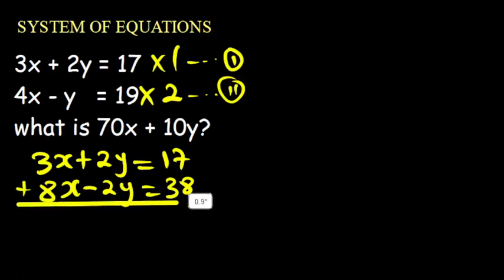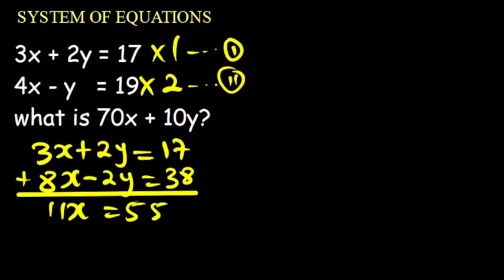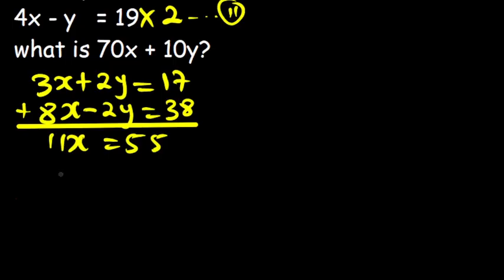So by the time we add equation 1 and 2, we have 11x is equal to 17 plus 38, which is 55. Okay, so x is equal to 5.